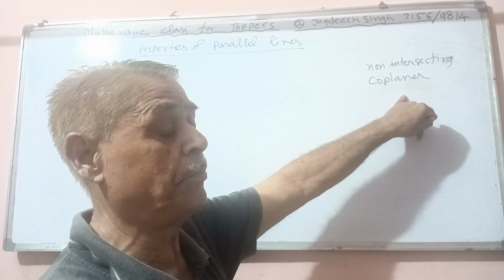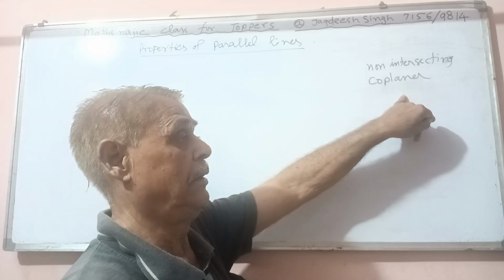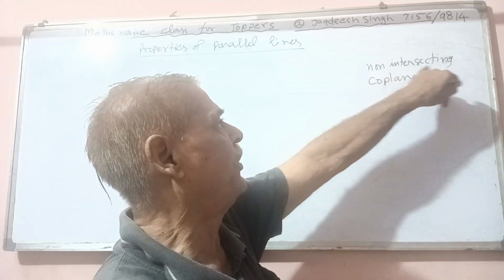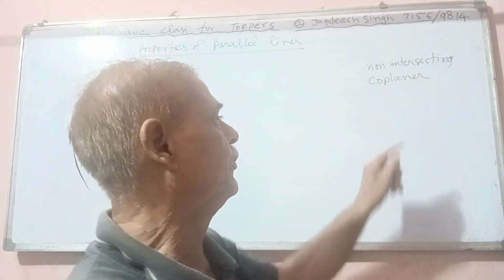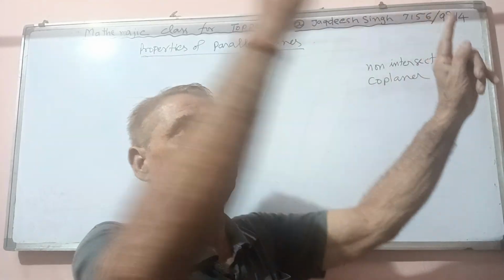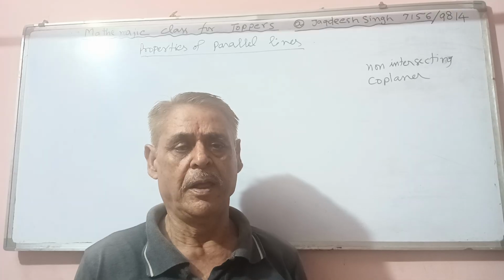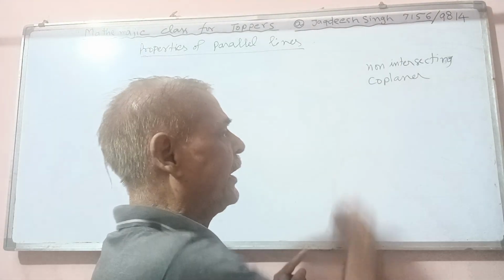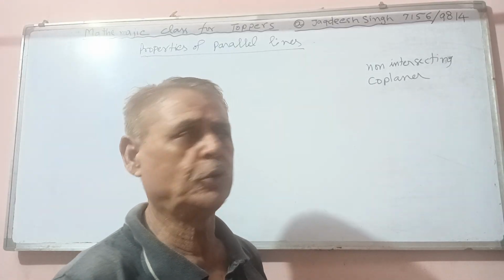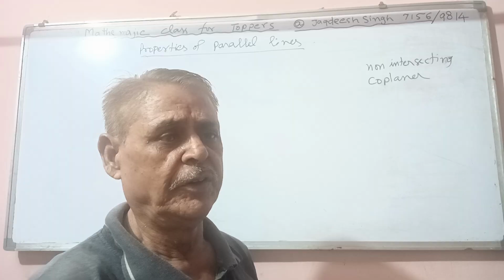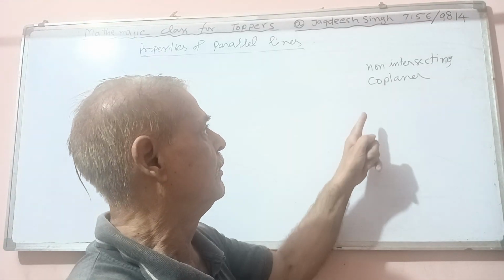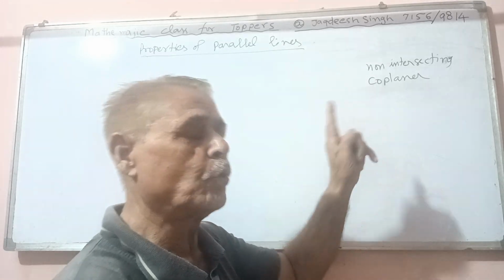These two words are mostly important because in my experience, students are just telling non-intersecting lines. And if you tell only one word, non-intersecting, that will be wrong because there are 6 planes in this room. So if you draw one line here and one line on that plane, they will not be parallel, though they are not intersecting each other. So the compulsory condition is that the lines should be coplanar.